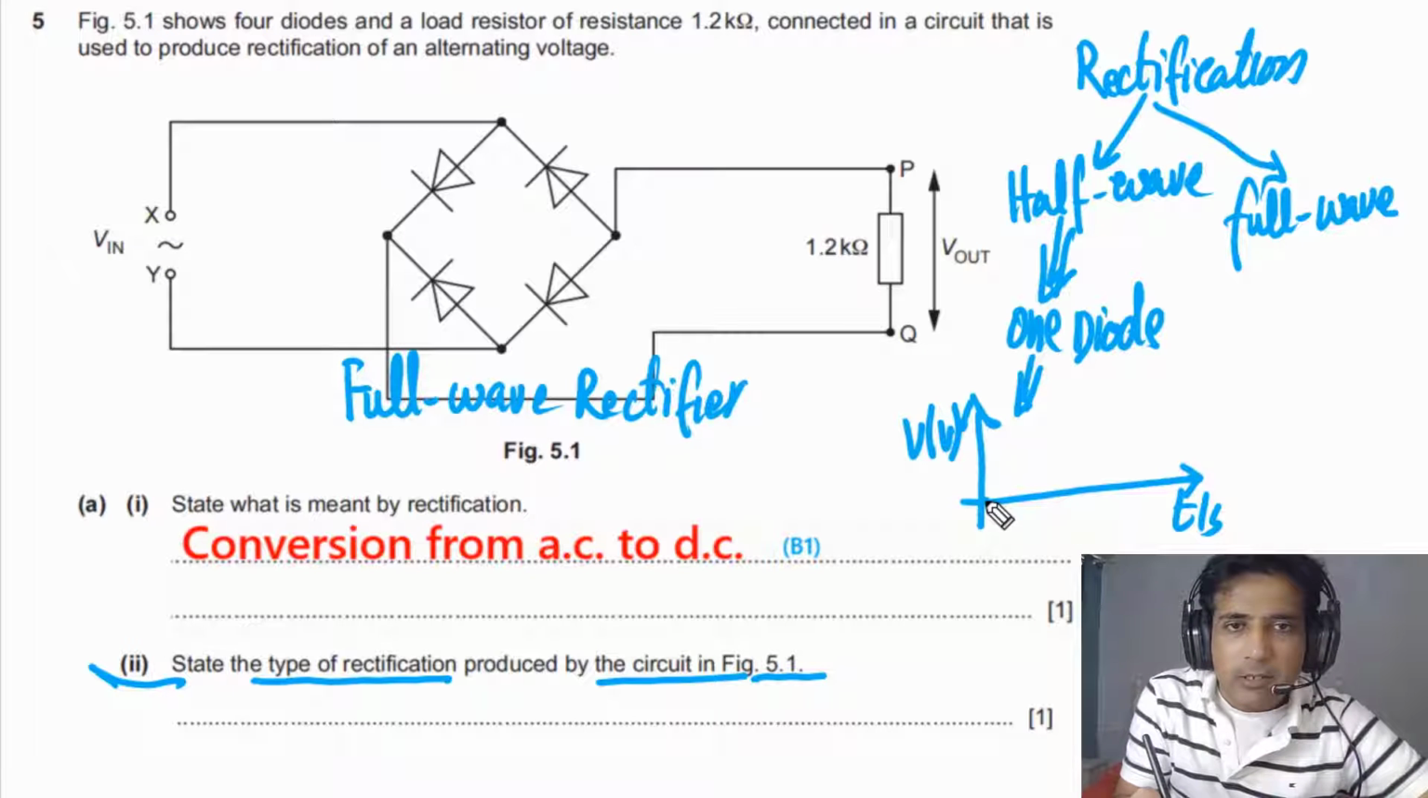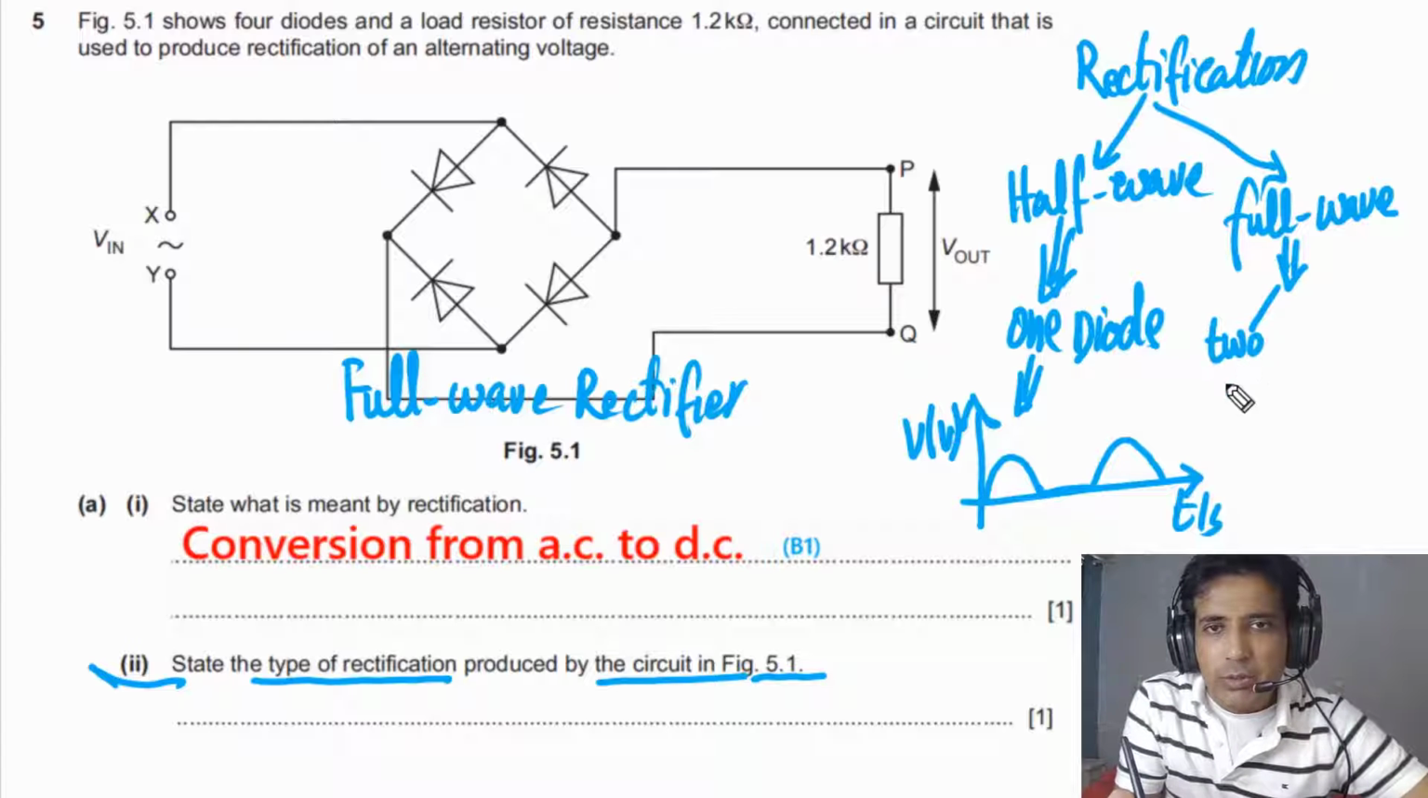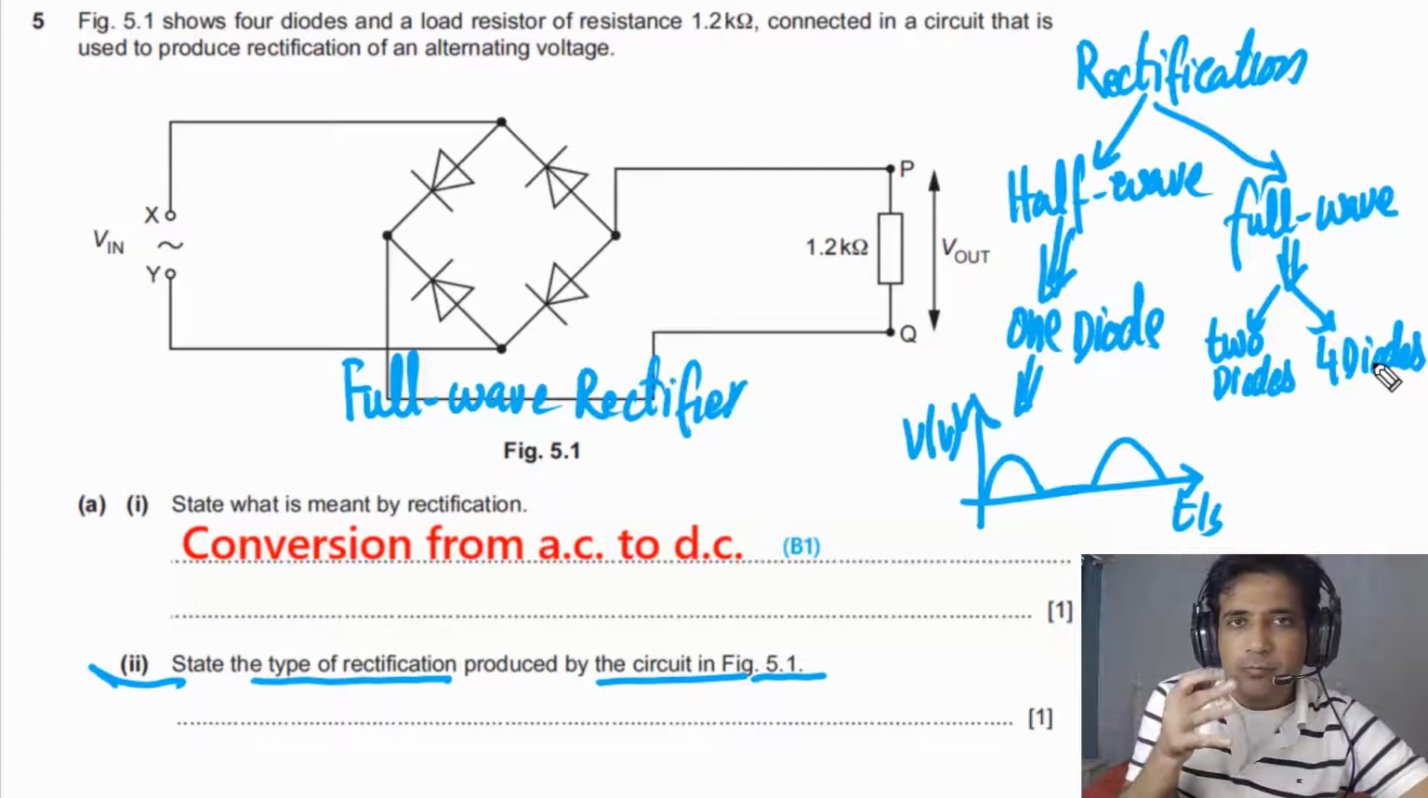If we draw voltage against time for half wave rectification, with time on x-axis, we will get this half cycle where there will be voltage across the load resistor, and for the other half of the cycle there will be no voltage across the load resistor. So this is the shape of half wave rectification. On the other hand, full wave rectification we can achieve by using two diodes in a circuit, or by using 4 diodes.